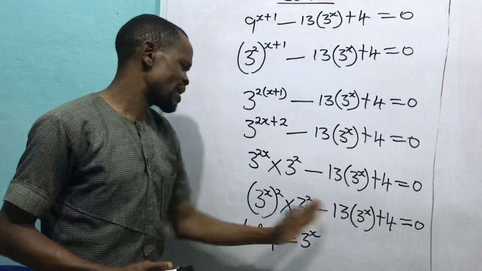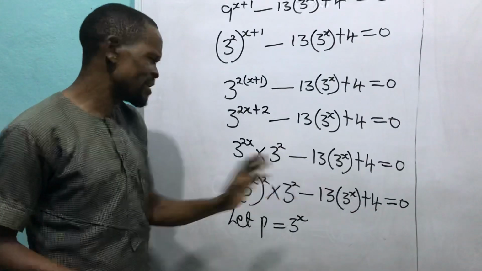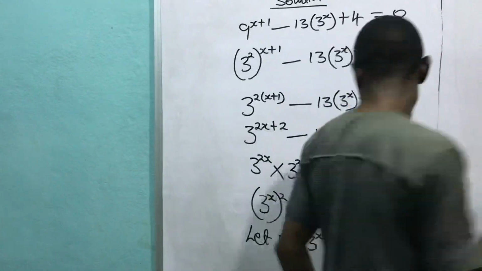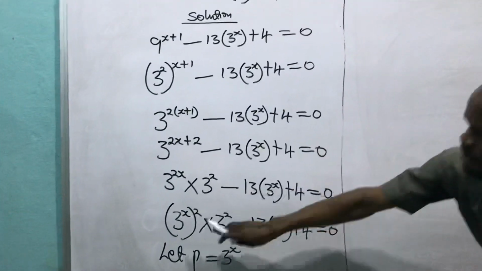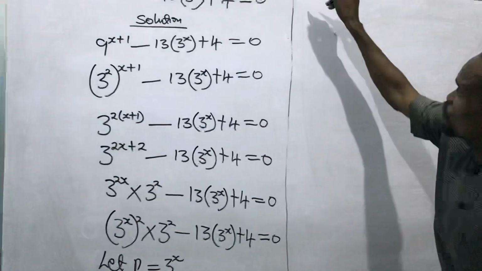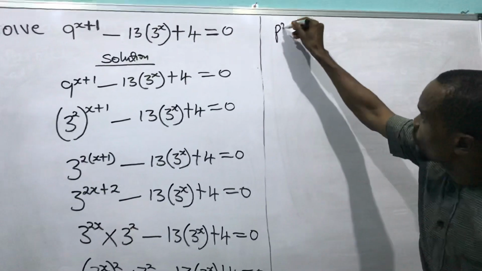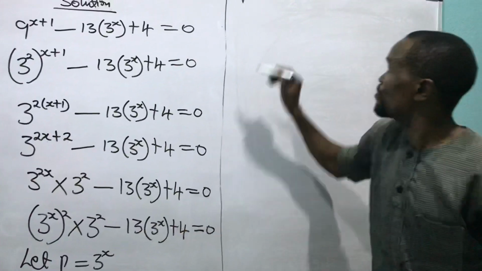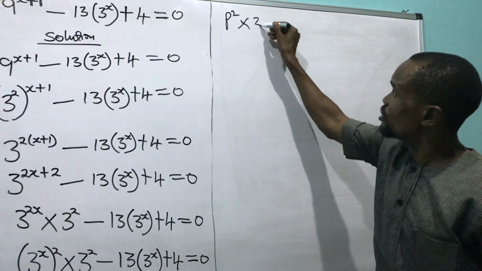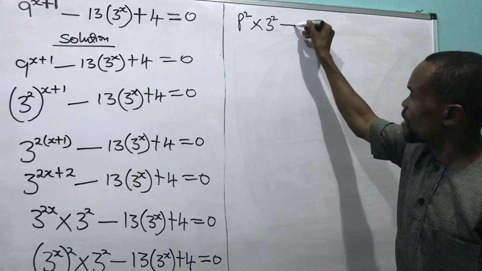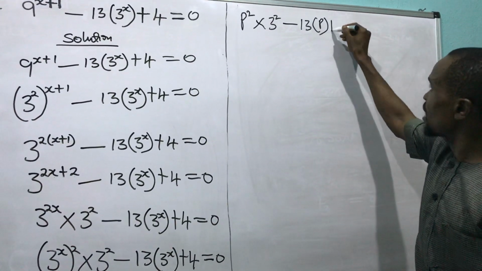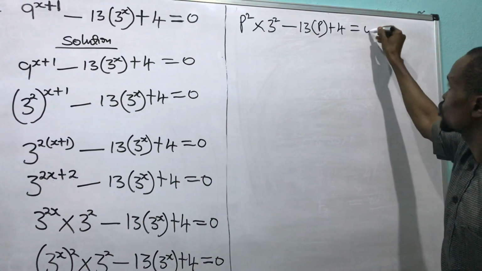Since this is common here and here, I can replace it with any value. When I put a p here, what I'm going to have is p squared. You get what I'm saying? When I put p for this here, I'll have p squared times 3 raised to the power 2, then minus 13, then I have p here, then 4 equals 0.